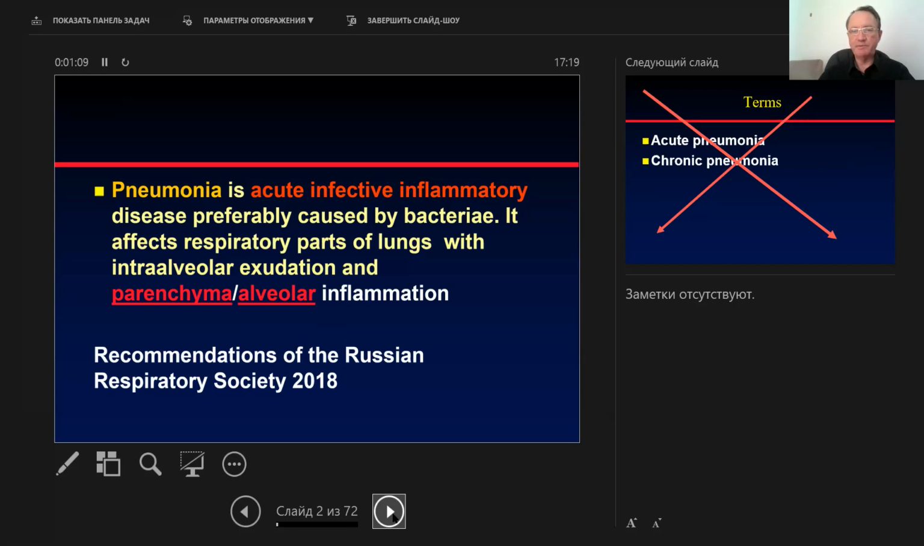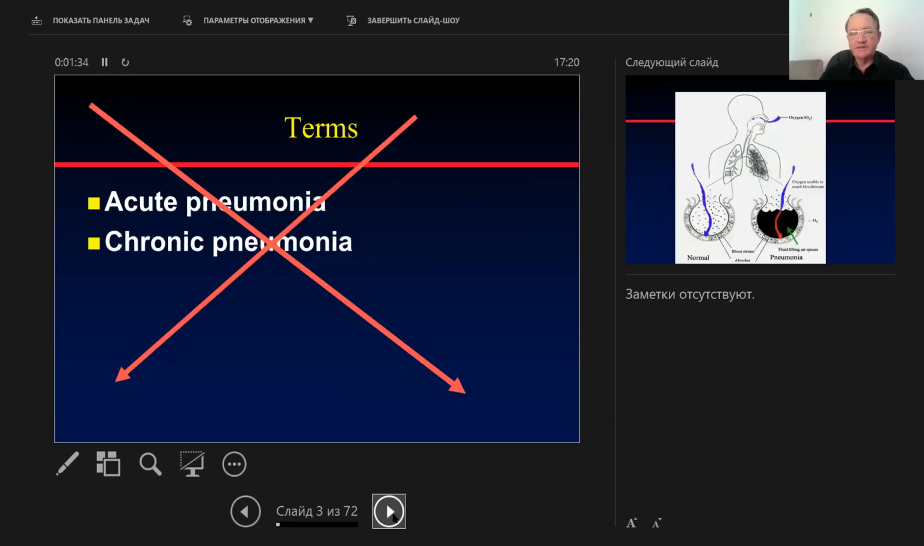That's why now we can see that not only bacteria are the preferable causes of pneumonia nowadays. Often, and practically in most cases, pneumonia is now caused by viruses, SARS-CoV-2 viruses. According to this definition, there is no chronic pneumonia, because bacterial or viral pneumonia is always an acute process.